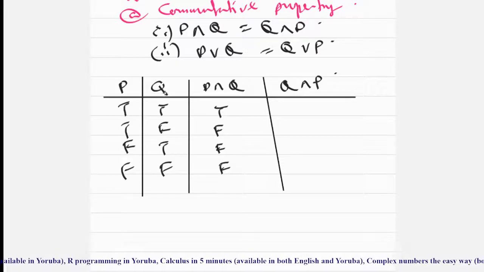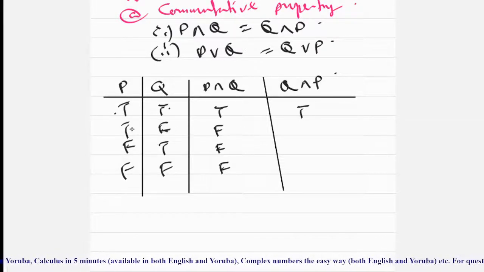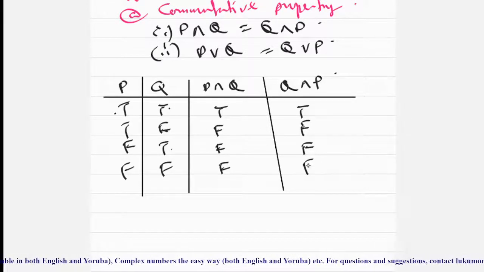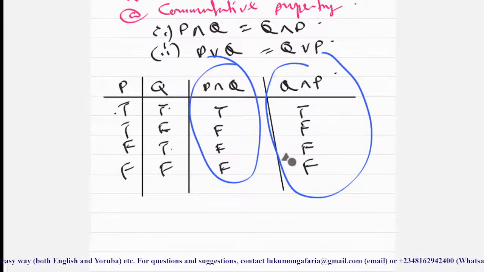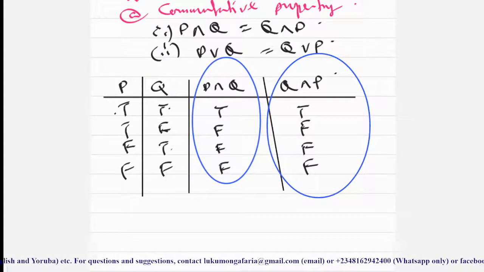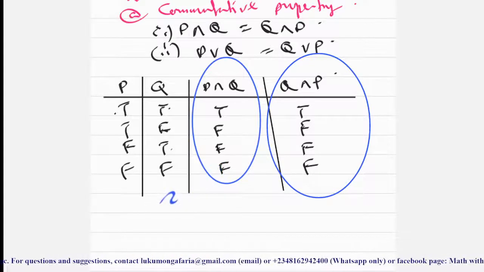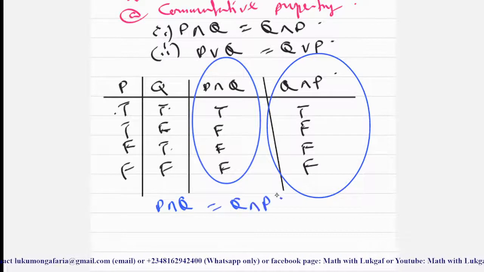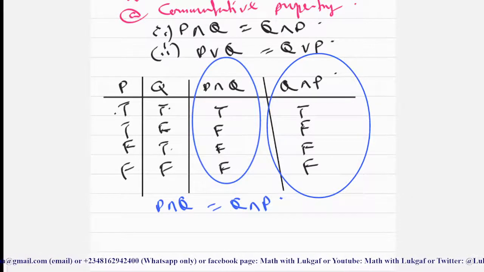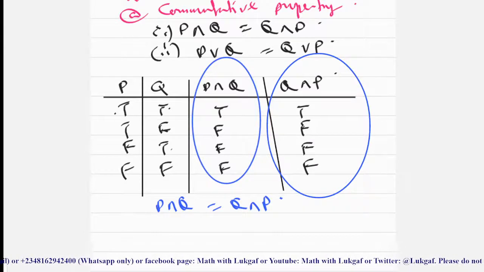It means your first element here will now be Q. So T and T gives you T. False and T, that is false. True and false, false. False and false, false. If you check them very well, you will see that this column and this column are the same. I hope you understand that. So you can see clearly that P and Q is equal to Q and P, which means conjunction is commutative under propositions.